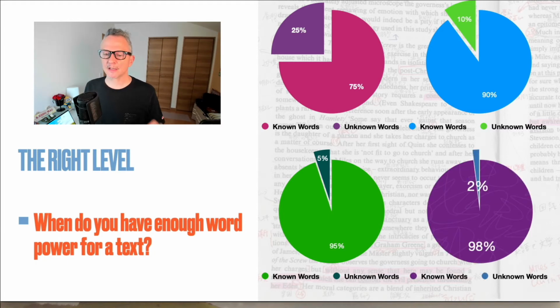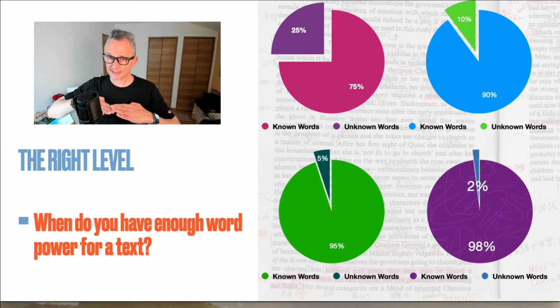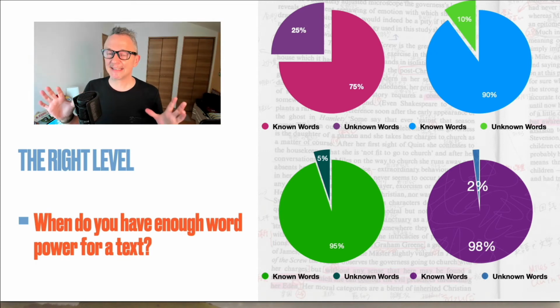The ideal level is 98% coverage. This means that in a 1,000-word text, you know 980 words and 20 words are still unknown. That's still a little bit of a challenge, but it's doable, and you can guess those unknown words from context. Well, this will help you know if a text is too difficult or not.